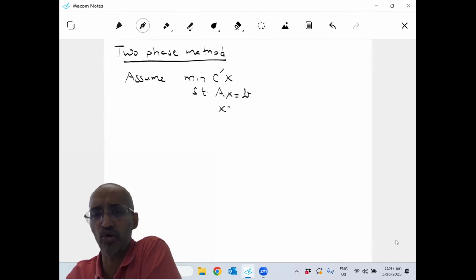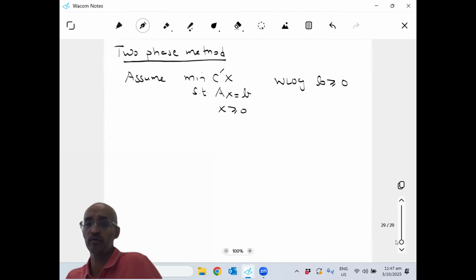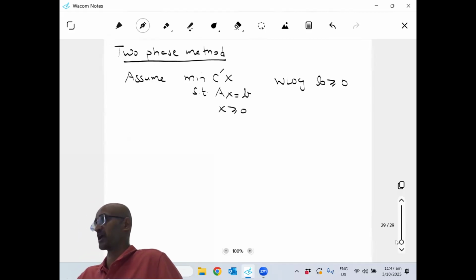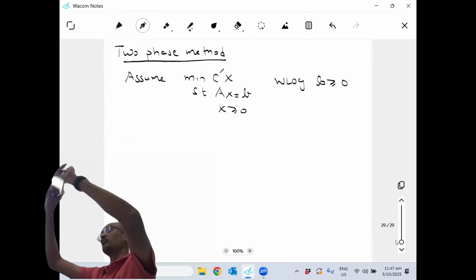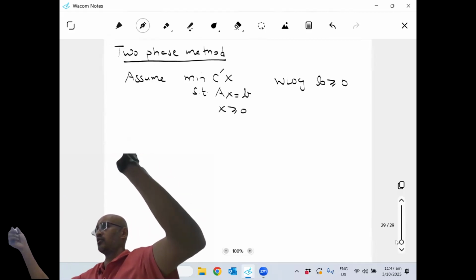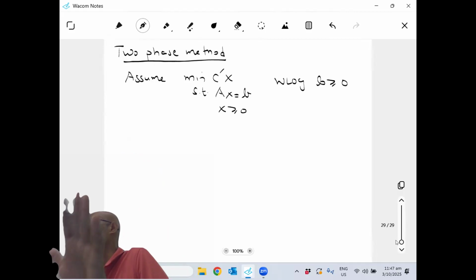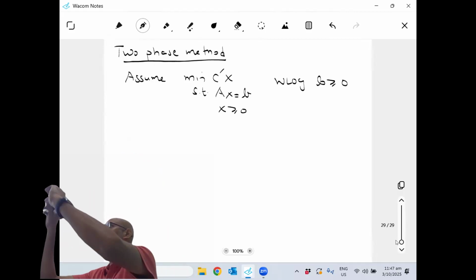And we can assume without loss of generality, b is non-negative, right? I can always write an LP in standard form. And if b was negative, I would just take that equality constraint and multiply by -1, right? So there is no loss of generality in assuming this form. Okay. So this is perfectly fine. We can always do this.